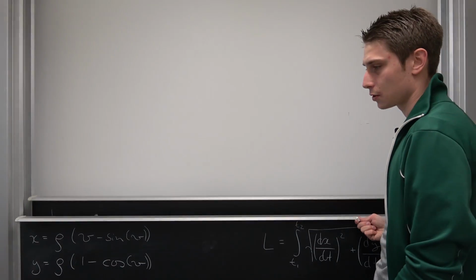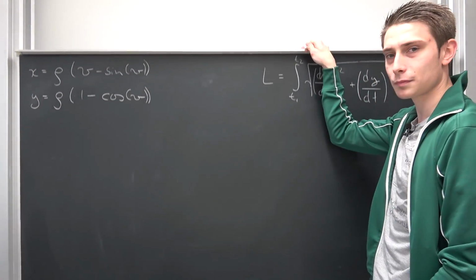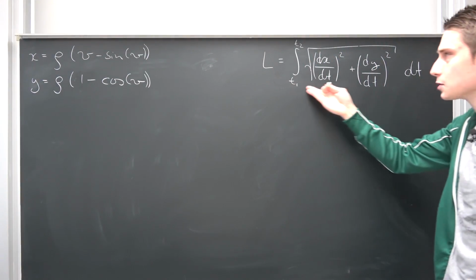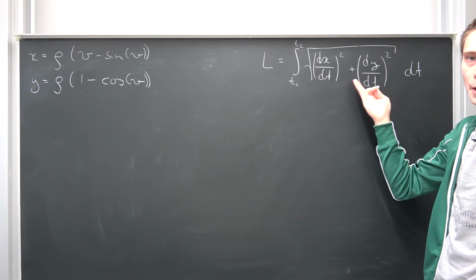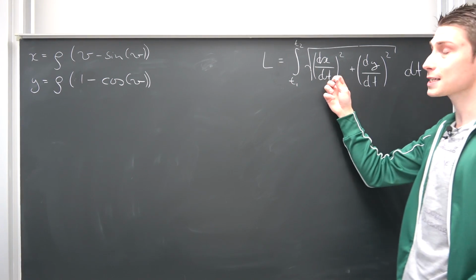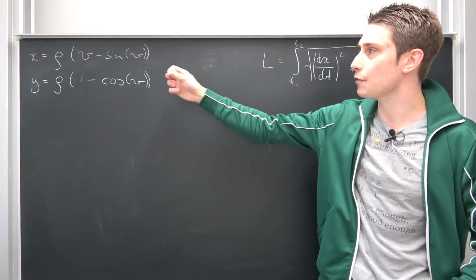So we're going to go ahead and get started. If you remember correctly, this right here is our formula for the arc length of a parameterized equation. This time our t is going to be theta.